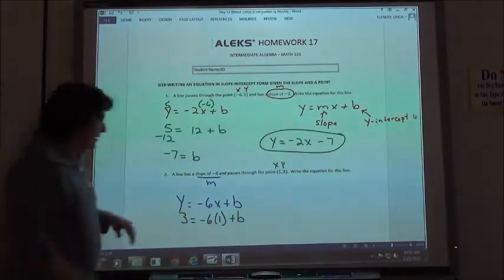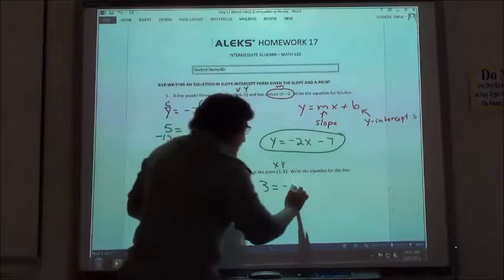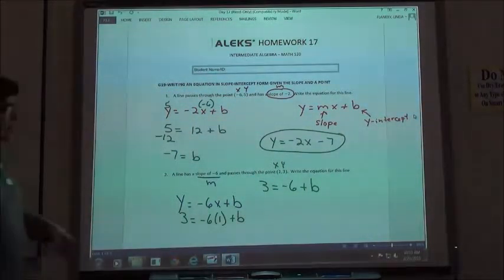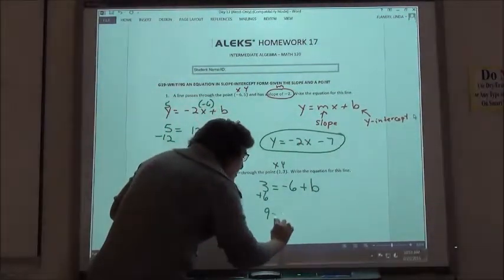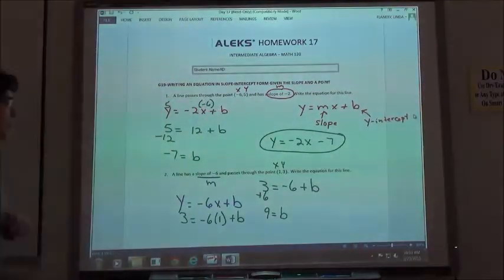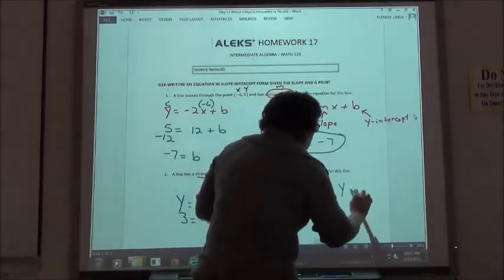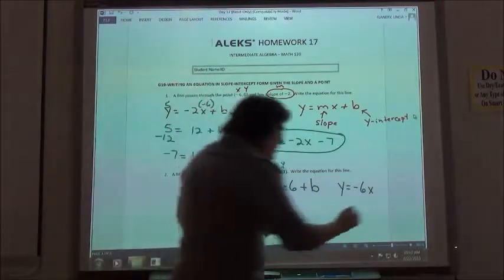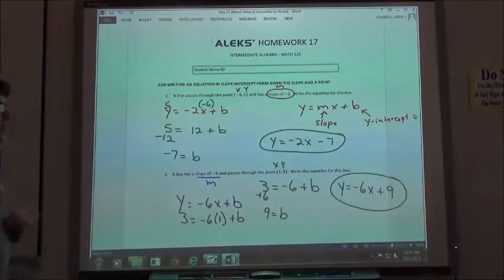So 3 is going to equal negative 6 times 1 plus some number b. And then I have to solve that. So 3 is going to equal negative 6 times 1 is negative 6 plus some number b on the end. We want to solve that for b. So all we need to do is move our 6 to the other side. Adding 6, 9 is going to be my y-intercept, my b value. So putting that in my equation, y is going to equal negative 6x because my slope was negative 6 plus 9 because my y-intercept came out to be 9. So y equals negative 6x plus 9.